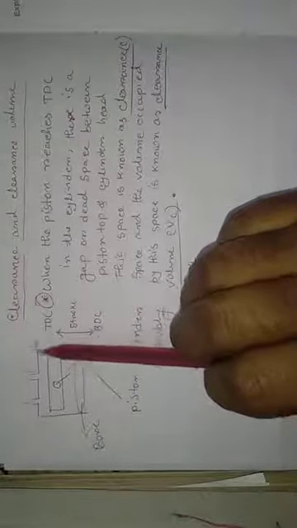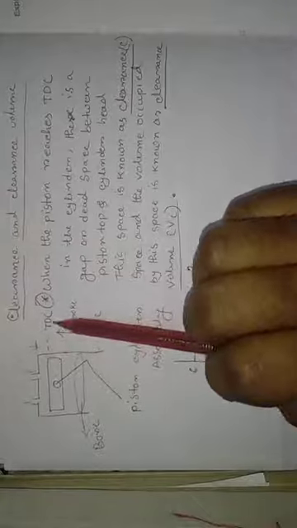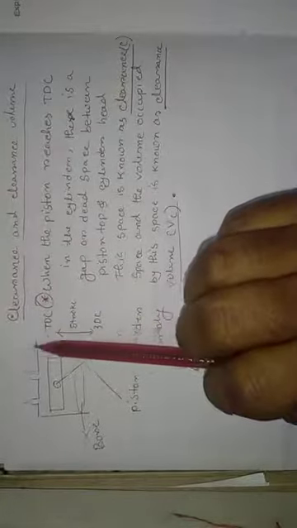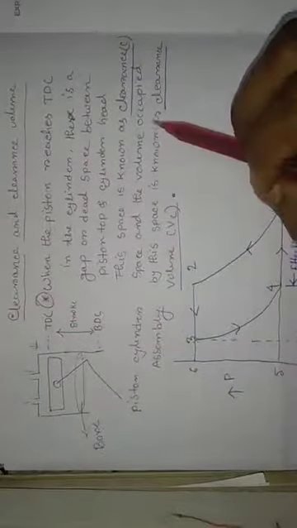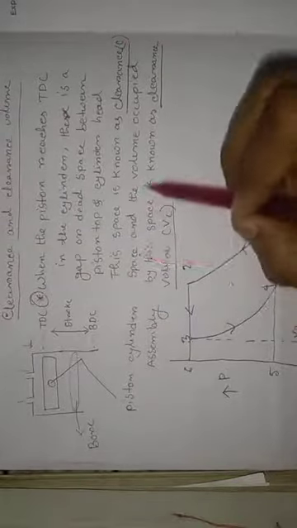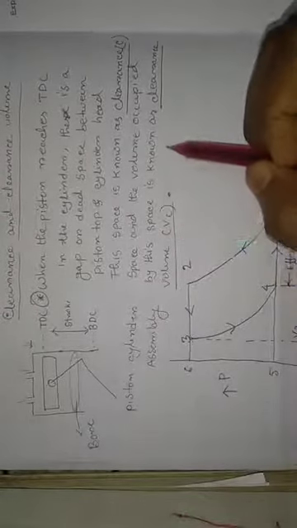So there is some gap, or you can say some dead space, between the top dead center and the cylinder head. This space is known as clearance, and clearance is designated with capital C. The volume occupied within this space is known as clearance volume, that is nothing but capital V small c.